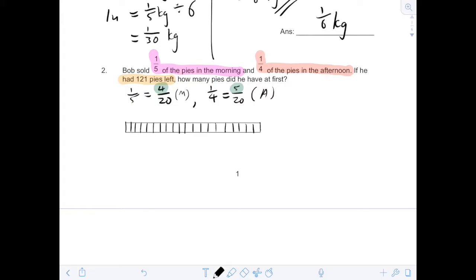Alright, 4 of them is in the morning. I got 1, 2, 3, 4, which belongs to M. And then 5 of them belongs to afternoon. 1, 2, 3, 4, 5. Afternoon.